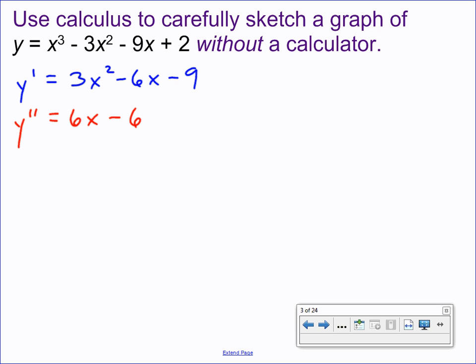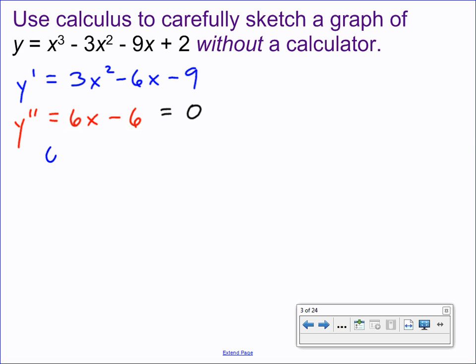A nice, well-behaved linear function, no values for x for which y double prime is undefined, but I still must consider when y double prime equals 0. Again, that would give me x coordinates of possible points of inflection, not necessarily points of inflection. I'd still have to complete a sign analysis on y double prime to determine, but it would give me possible points of inflection x values. So here we go, set equal to 0 and solve.